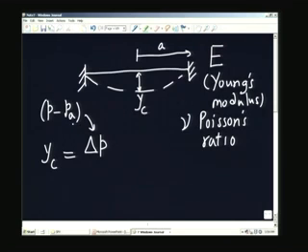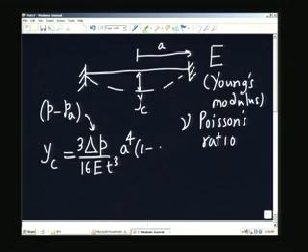P_A is the atmospheric pressure, P is the pressure which is being measured, and P minus P_A is delta P. The center displacement is y_c = 3 times delta P divided by 16 times the Young's modulus times the cube of the thickness t, multiplied by the fourth power of the radius a, multiplied by 1 minus the square of the Poisson's ratio.